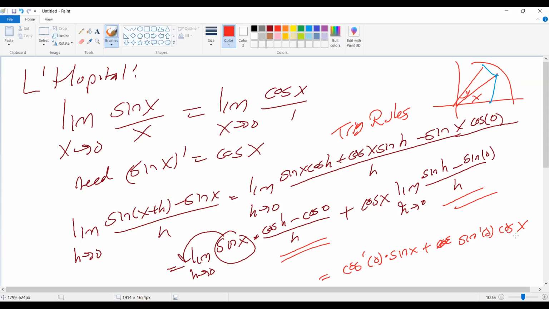So the real reason I wanted to bring this up was how easy it is to accidentally assume things that you haven't proven yet. If you want to use Taylor series, or if you want to use L'Hopital's rule, to do that, you need to know that the derivative of sine is cosine, and that's essentially calculating this limit.